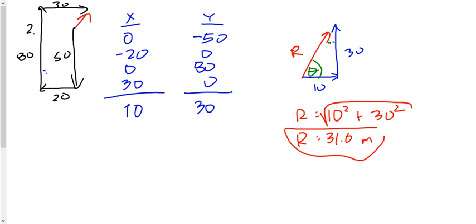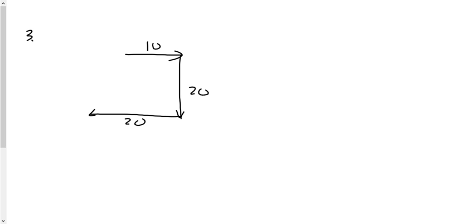Okay, we had one more. This one was 10 meters to the east. We had 20 meters to the south. We had 20 meters to the west. We had 40 meters to the north. And the resultant vector would go here, although we can't really find it there, so we got to do our thing.